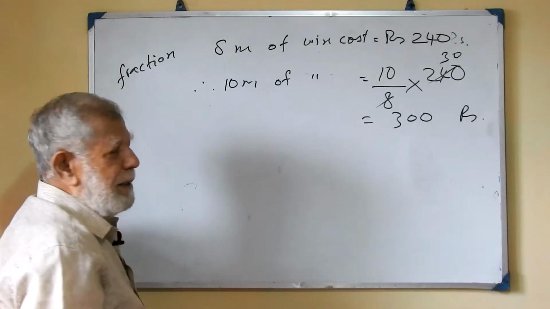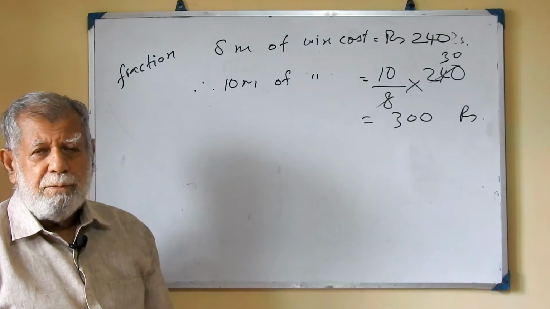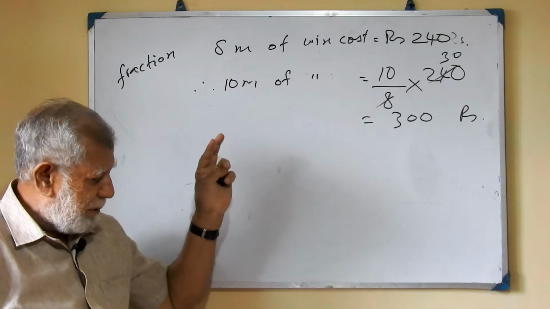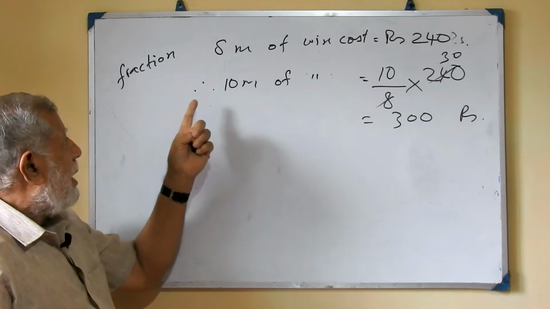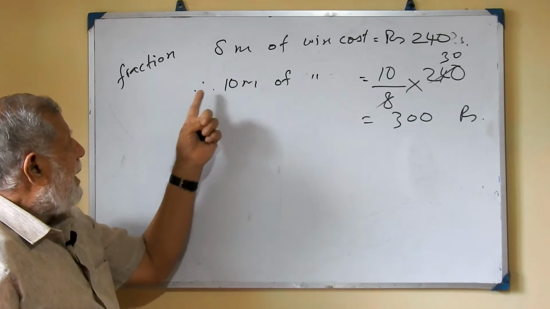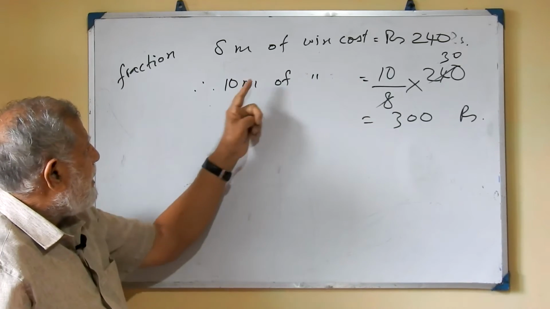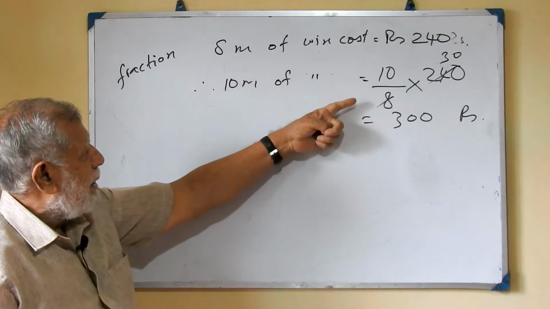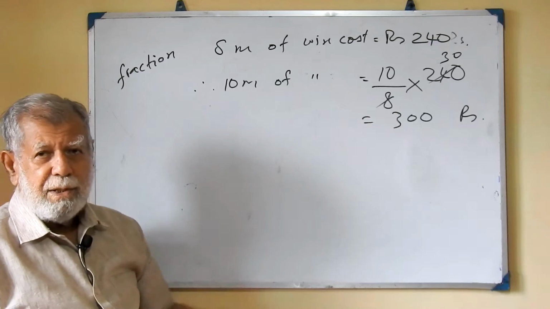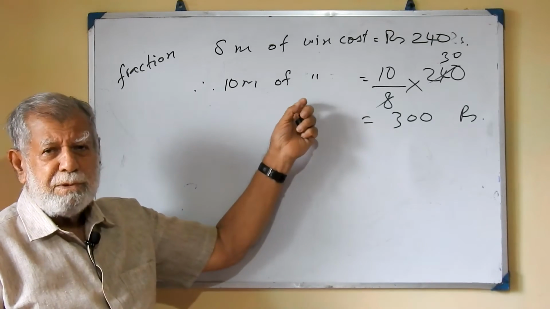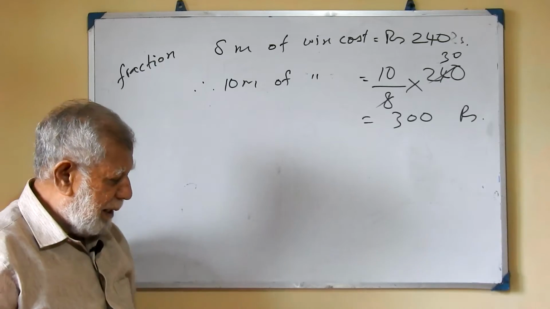So the first method is the unitary method, where you find for 1 and then multiply. There you have 3 steps. The second method is called the fractional method, where we just write the fraction: 8 meters cost 240, 10 meters cost, we put 10 upon 8 into 240 and directly we get the answer. You can write this down in your book because we will come across this type of sums very often in later lessons.